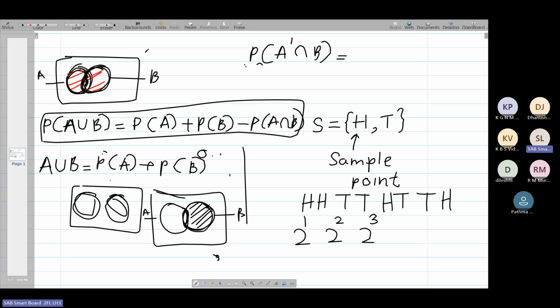Understood? Then this whole circle means what? Probability of B. Probability of B is the whole circle. Then here we need to remove this common area. Common means what? Intersection. Then probability of B minus intersection. Is it clear? Okay, so B only means B, then we subtract the intersection. Then to find the A only, we take the probability of A, then remove the intersection. Is it clear? Okay.